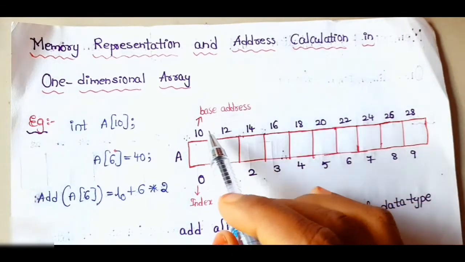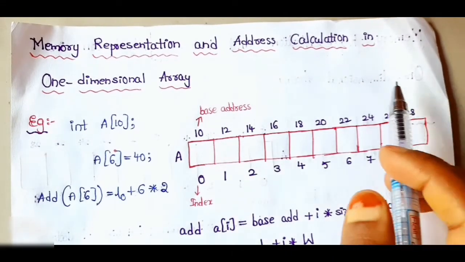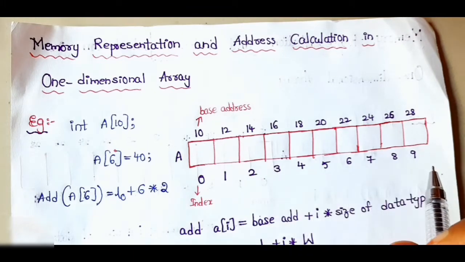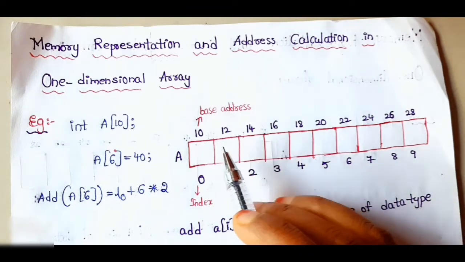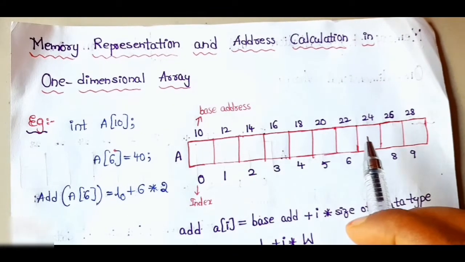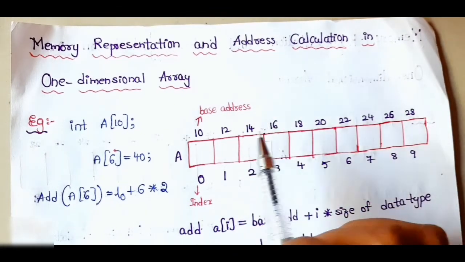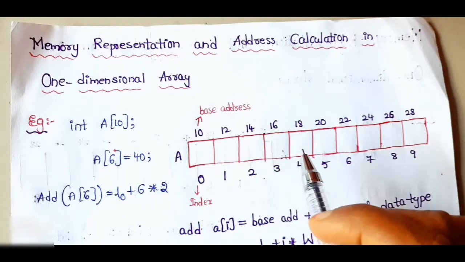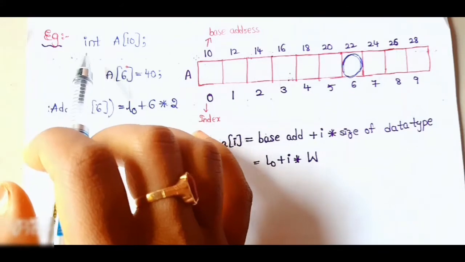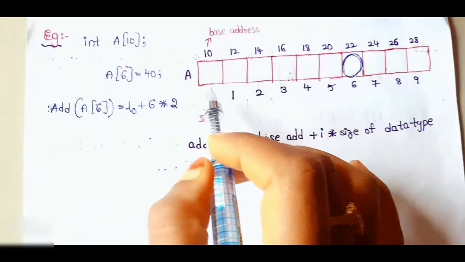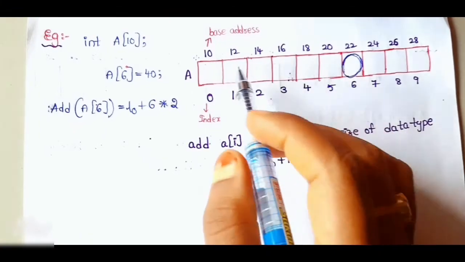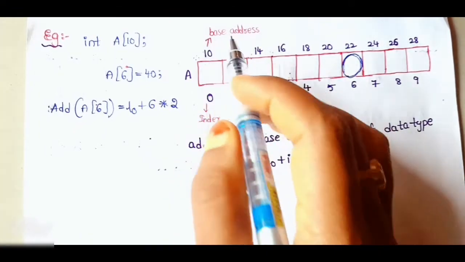The memory is allocated for the 10 elements with indices 0, 1, 2, 3, 4, 5, 6, 7, 8, 9. And here I have taken the base address. The starting address is 10, 12, 14, 16, 18, 20, 22, and so on. Why have I taken 10, 12, 14, 16, 18? Because I have used the data type as integer, and the size of each element is 2 bytes. So 10, 12, 14, 16, 18, 20, and this you call the base address L0.